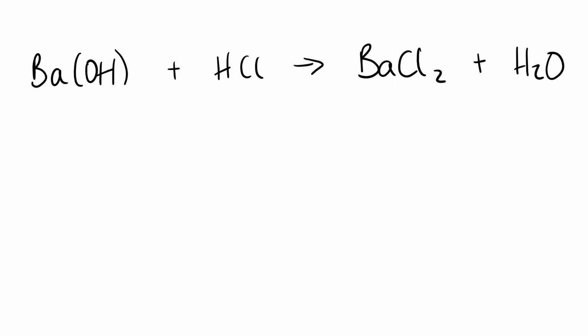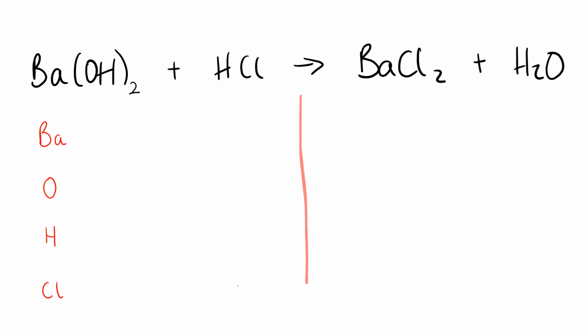And just to do another example, in this example we have barium hydroxide reacting with hydrochloric acid to make barium chloride and water. I have just realised I have missed a 2 there. Barium hydroxide has 2 hydroxide ions. Apologies. So we've got barium, oxygen, hydrogen and chlorines.